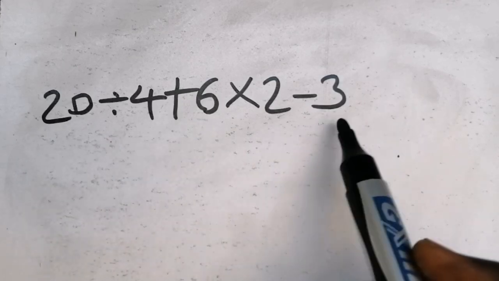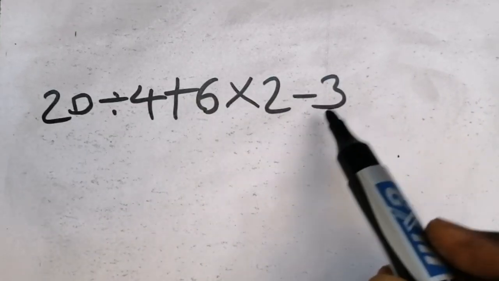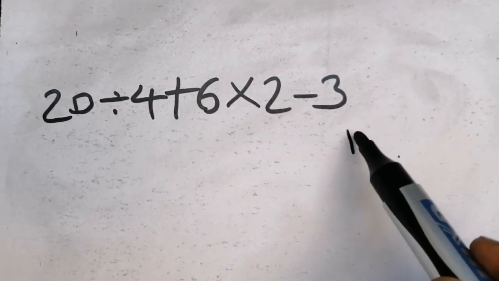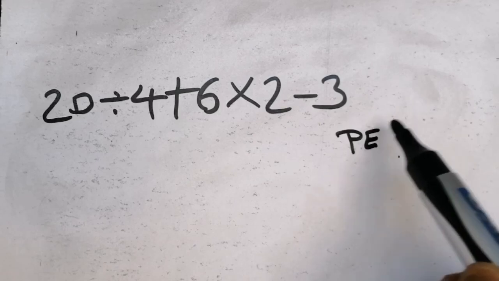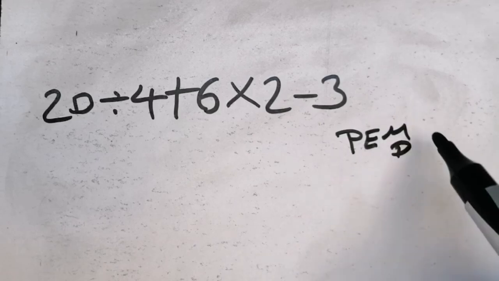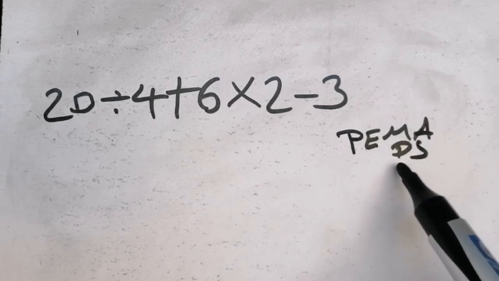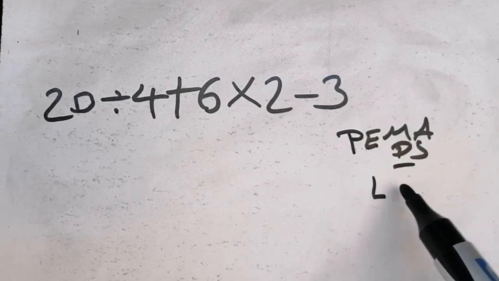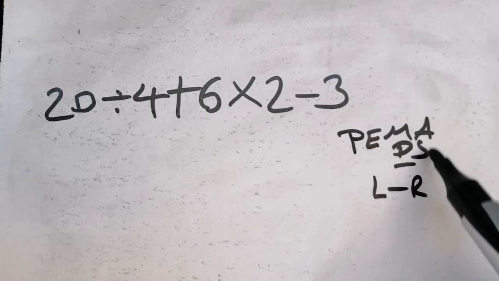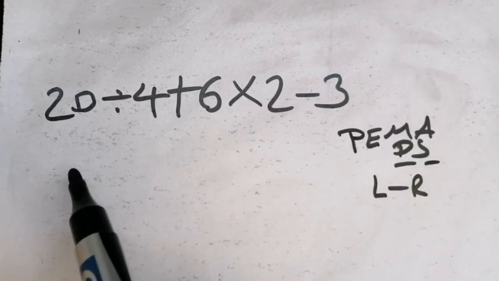To solve this problem correctly, we need to follow the order of operations, PEMDAS. Therefore, according to PEMDAS, first we have to do parentheses, then exponent, then multiplication or division, and finally addition or subtraction. Remember that multiplication and division have equal priority. We have to work from left to right. The same applies to addition and subtraction.